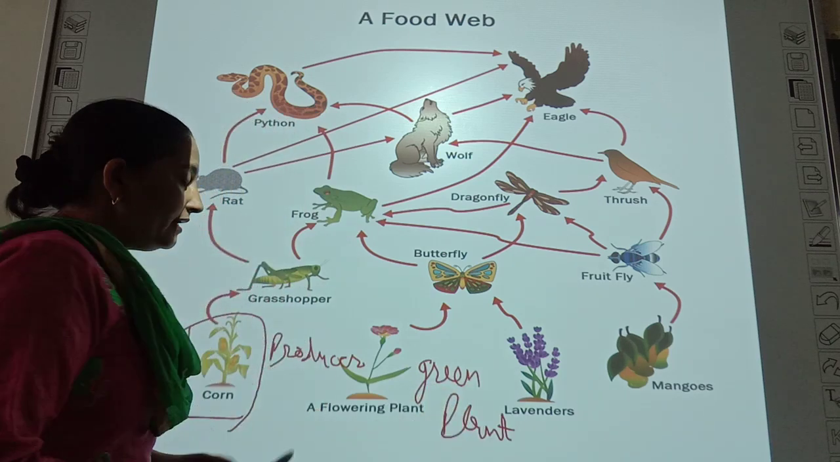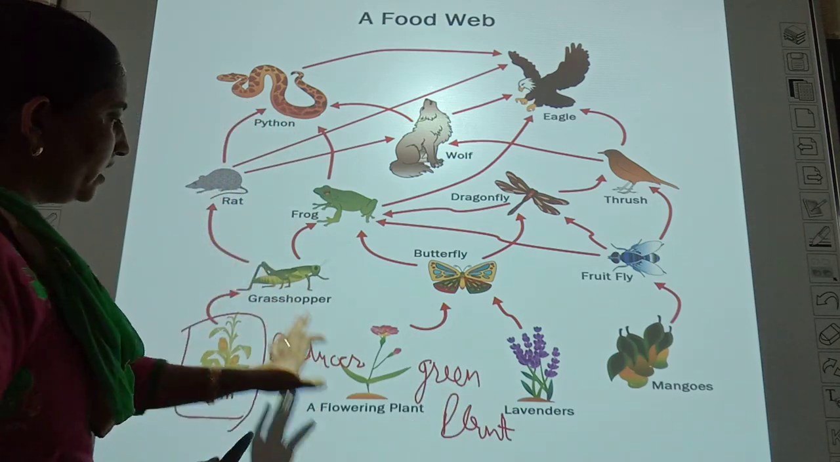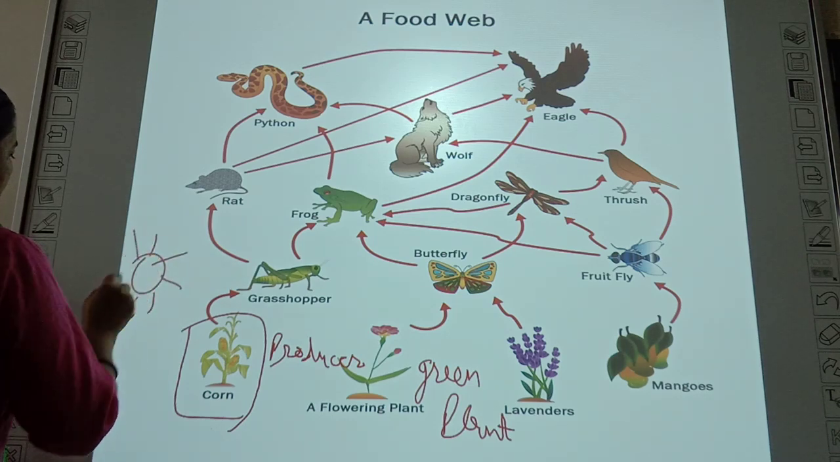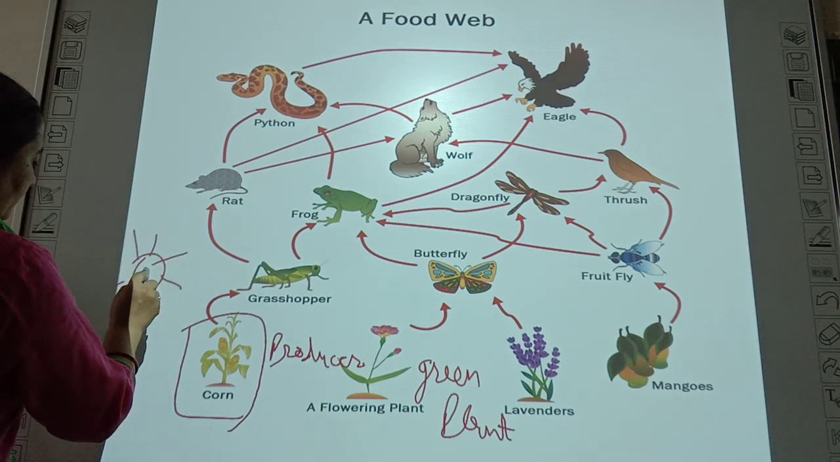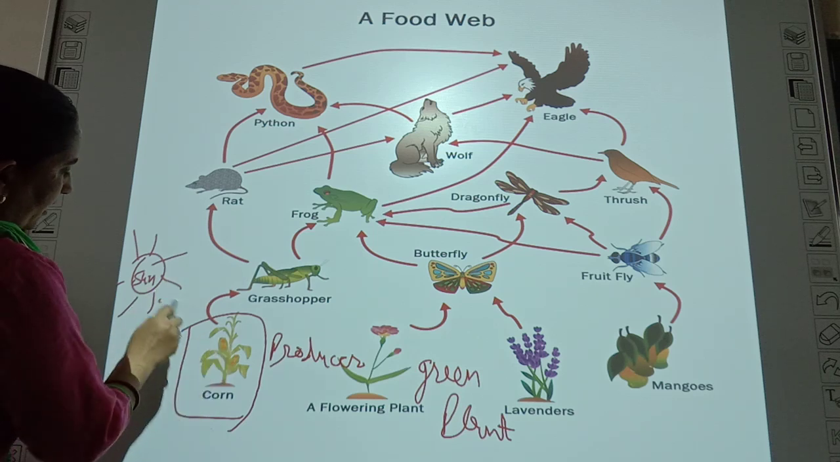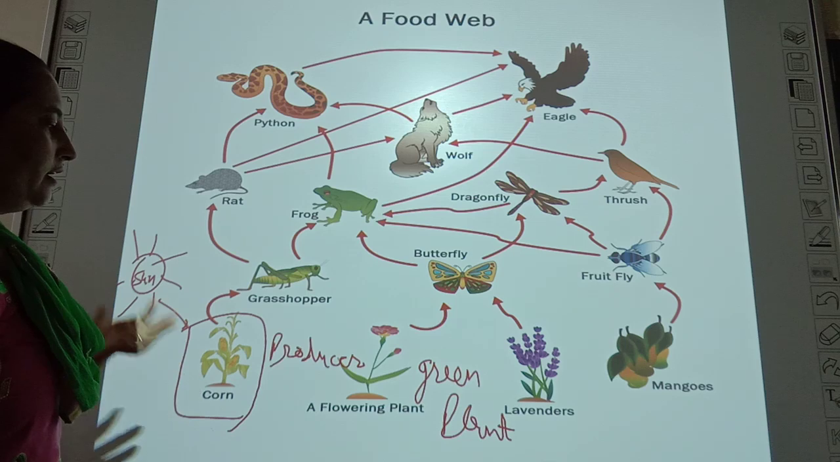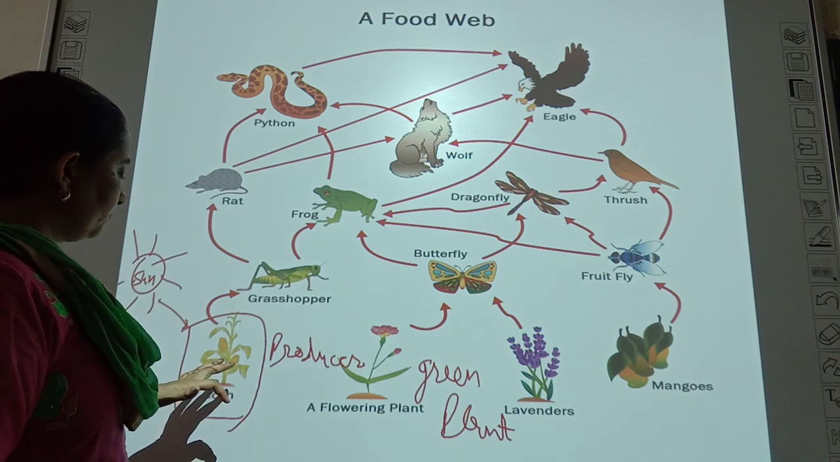They entrap the energy from the sun. All these plants entrap the energy from the sun. It is a common source, and the energy comes from the sun, and they take it and make their food themselves.